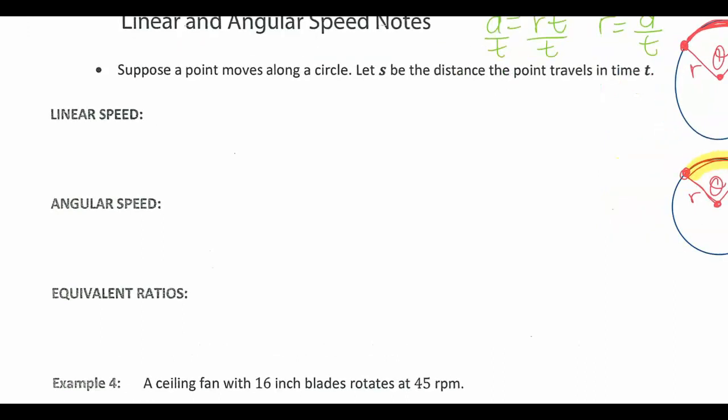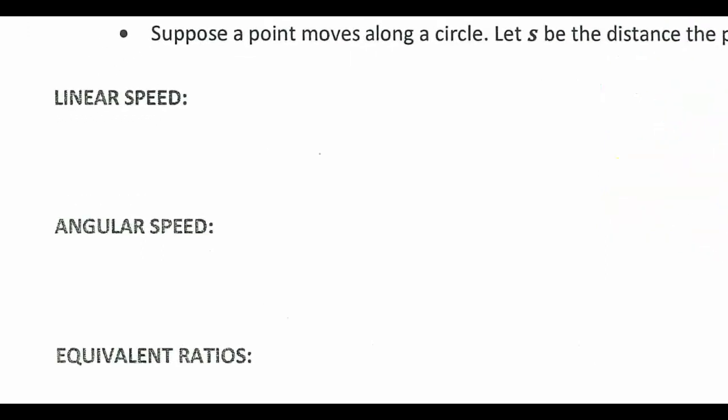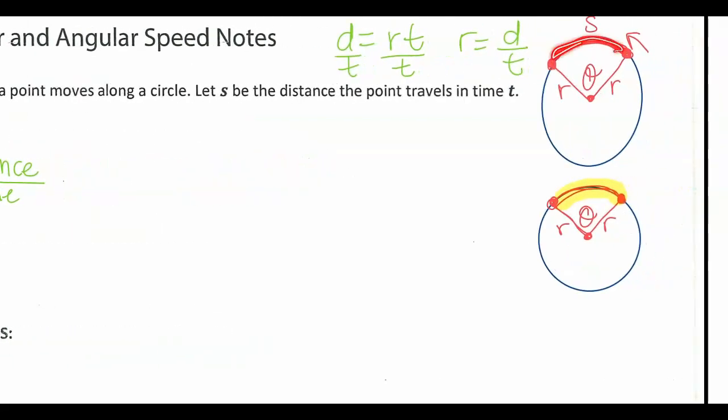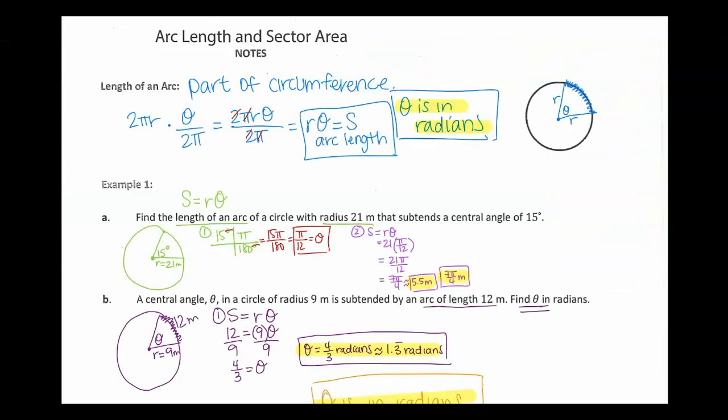So for linear speed, let me go ahead and zoom in here. For linear speed, we're going to calculate that by using rate equals distance over time. Keep in mind though, when you're talking about linear speed and you're looking at that specific arc length up here at the top, the distance normally would be the entire perimeter of some object. But since we have a circle, this is your circumference. So it's going around your circle to talk about your circumference. That's why I related this back to arc length, because the arc length is just part of your circumference. It's part of your perimeter for your circle.